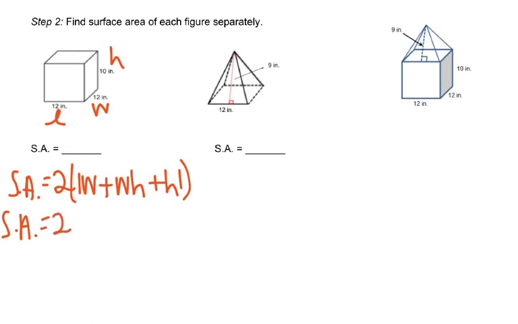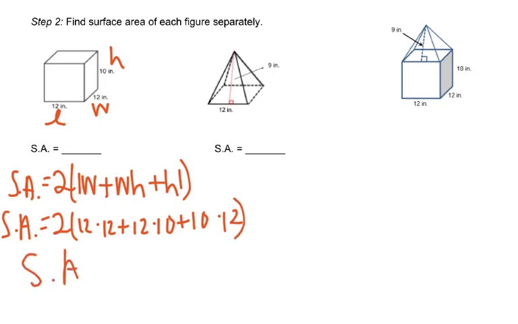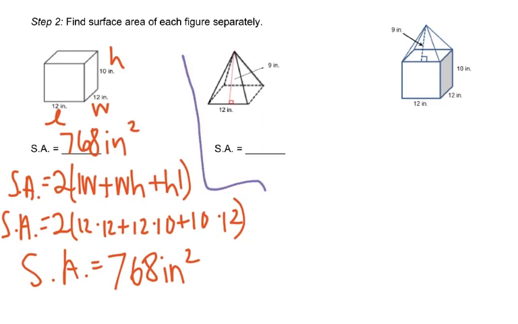So we get surface area is 2 times 12 times 12 plus 12 times 10 plus 10 times 12. Plugging that whole thing into your calculator, we get 768 for the total surface area, inches squared. So I'm going to put that up here, 768 inches squared. And now we're going to work over here for our pyramid.